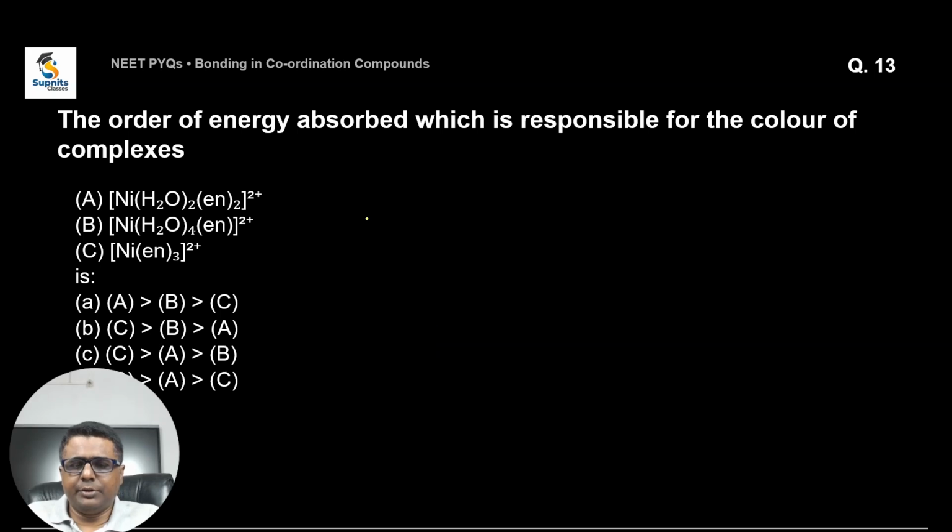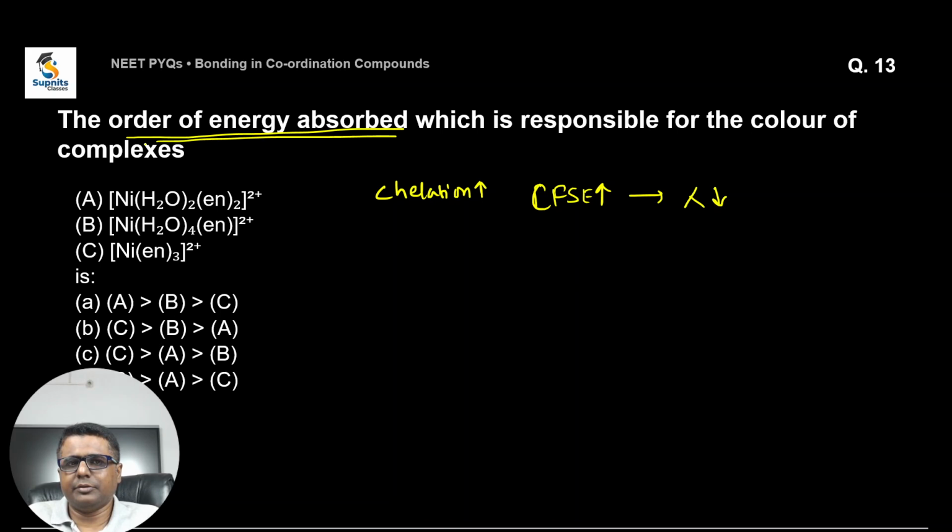Order of energy absorbed. Okay, I will help you in this. See, as chelation increases, CFSE increases. As energy evolved increases, lambda decreases. Order of energy absorbed. So here only energy is required, not lambda. Okay, fine. Only energy is required. So if energy is required, maximum energy will be for C, then it will be for A, so it will be option C.